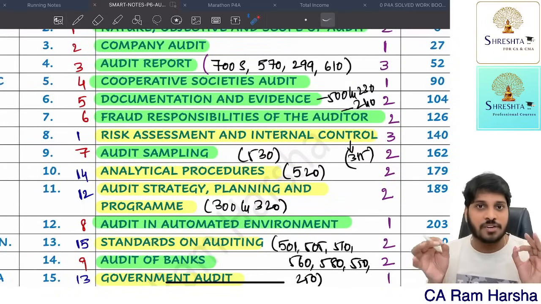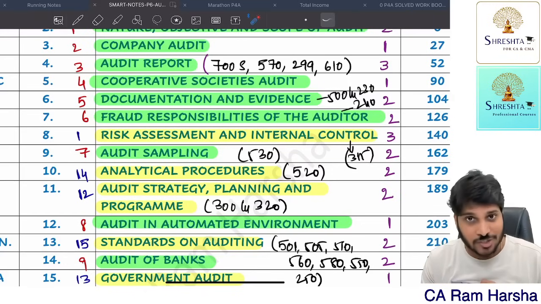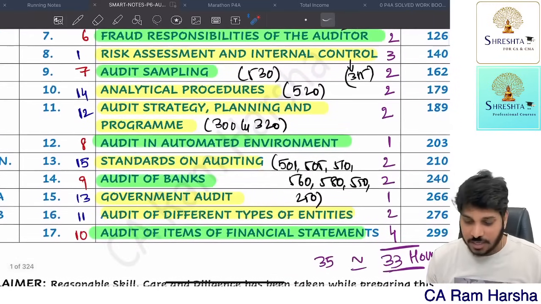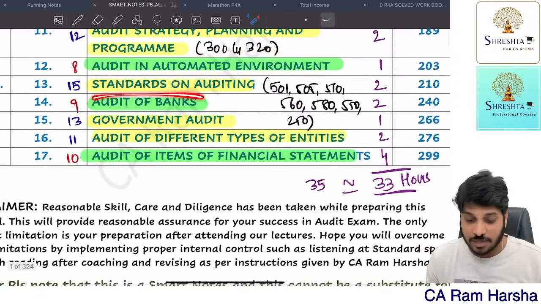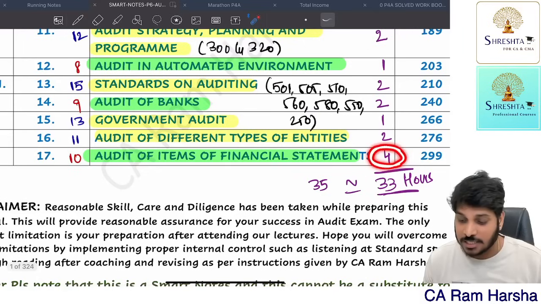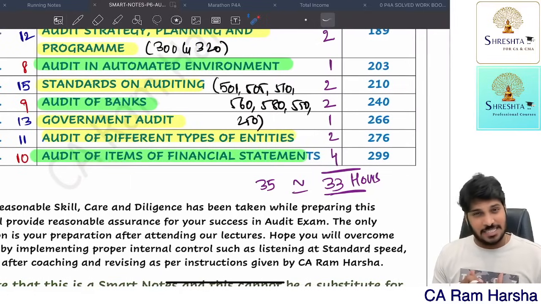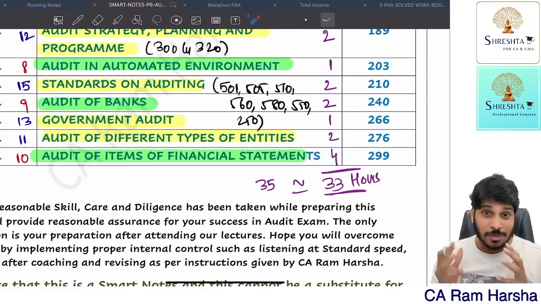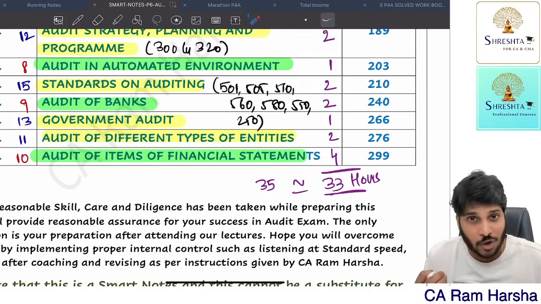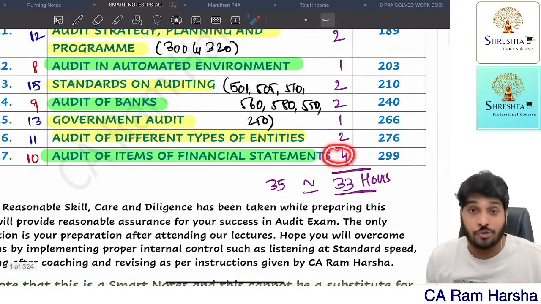Next, 30-35 hours of time. Dedicate it qualitatively. Take adequate rest. Then the sampling chapter. After that, automated environment. After that, bank audit. And after that, items of financials. And you see, for items of financials I gave 4 hours. Though items of financials is a very easy chapter, it's not easy to remember these points. So you need to understand, give some sort of logic, and try to recollect everything. Getting it? That's why I gave 4 hours of time to it.